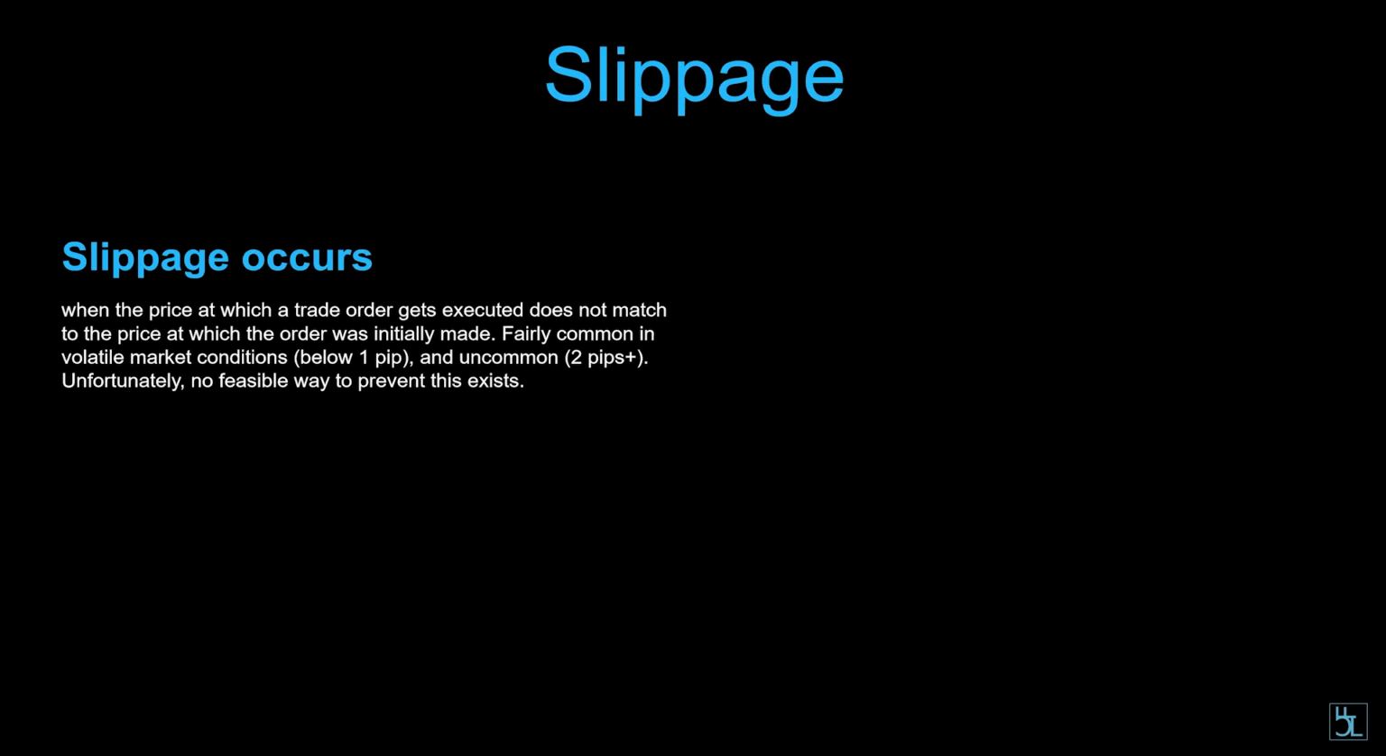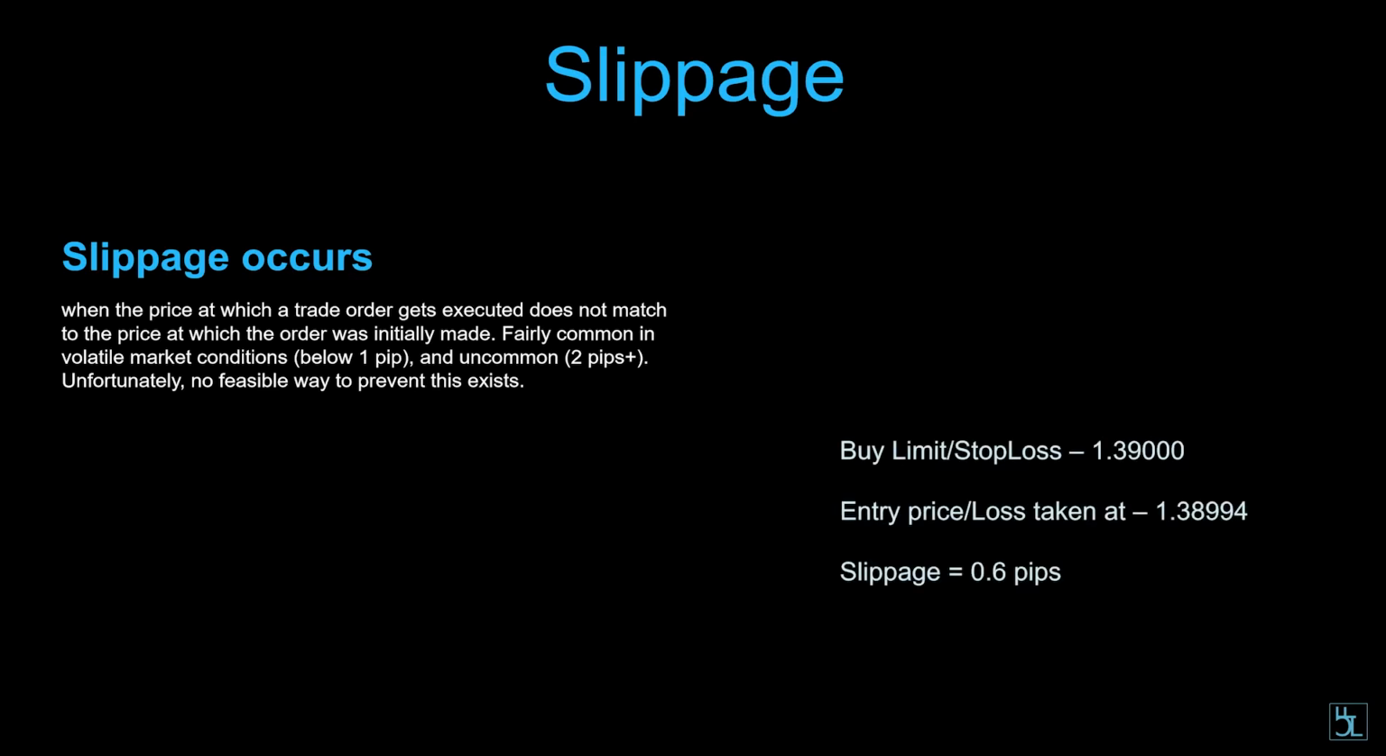For example, if a trader had a buy limit at 1.39 and the price at which his order gets filled is 1.38994, the slippage would be equal to 0.6 pips. Unfortunately, there is no feasible way for a retail trader to prevent this.